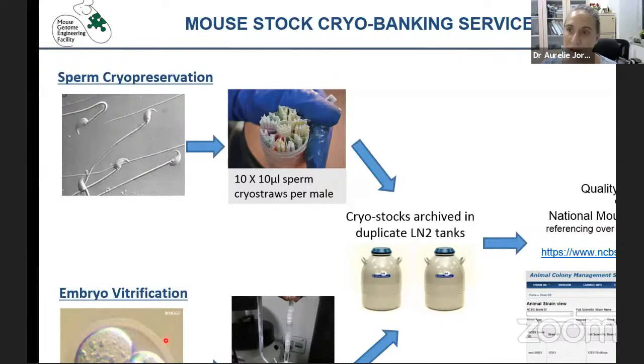If it's very important to have it at the homozygous stage, for example, then you need the embryo to be vitrified. If you just want to preserve the allele, then sperm is just fine. Sperm is much easier to preserve and cheaper than embryos. So when embryos are not necessarily required, by default, we do the sperm cryopreservation.